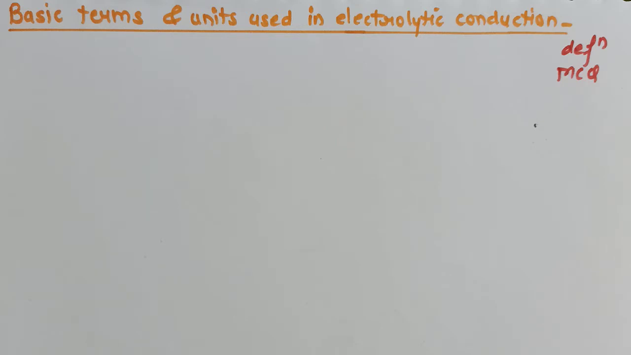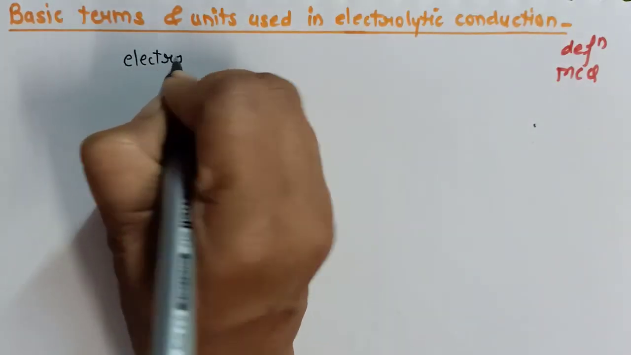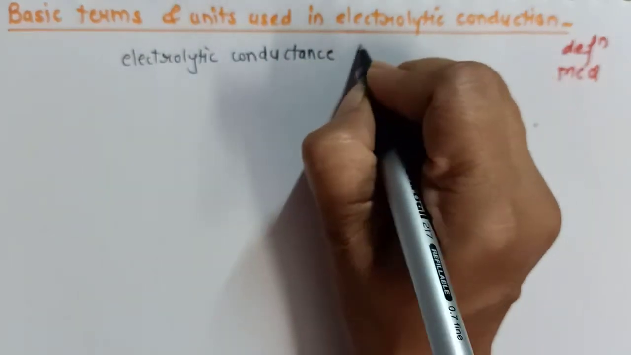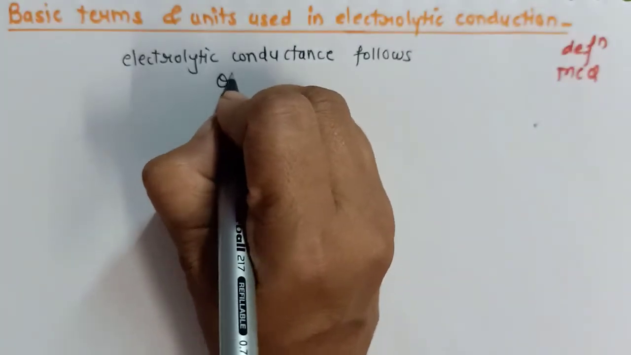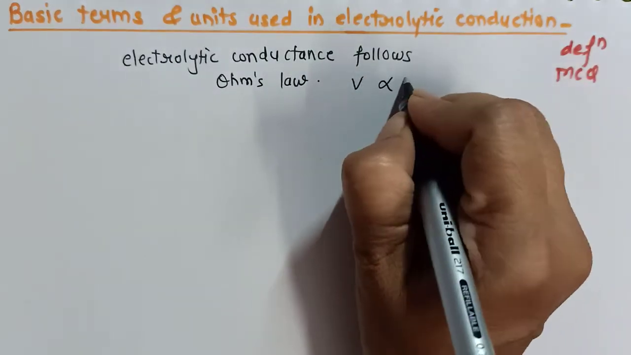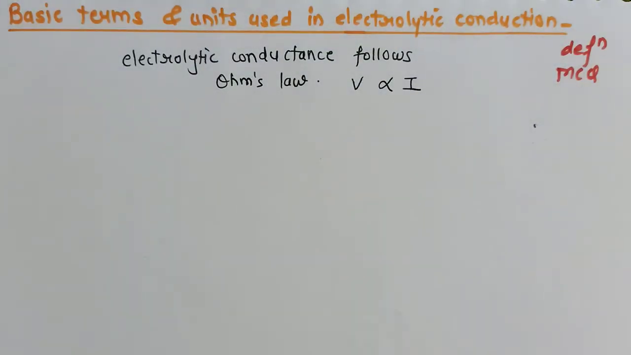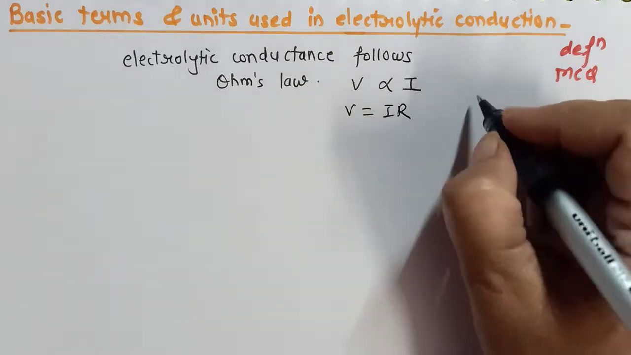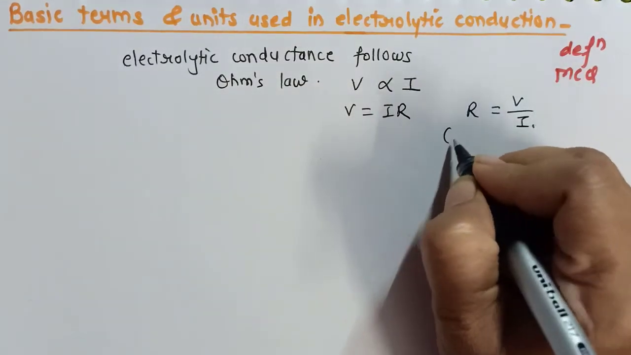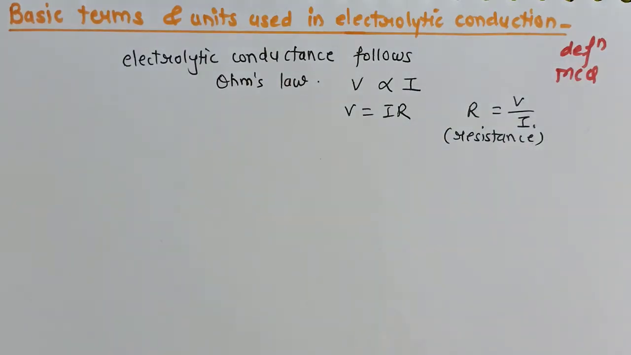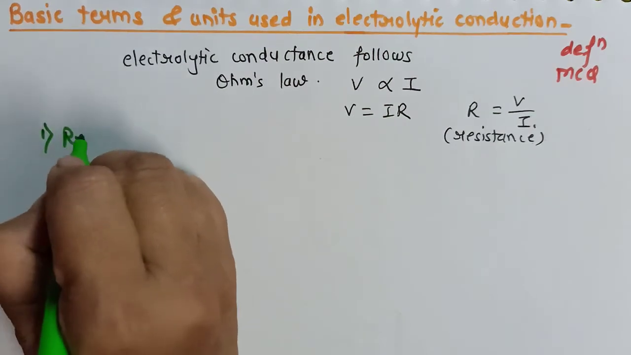Now we know that electrolytic conductance occurs due to movement of the ions, and electrolytic conductance follows Ohm's law. Ohm's law we have already studied in physics. What does Ohm's law say? The potential difference is directly proportional to the current. We introduce the proportionality constant. So V equals IR, where R stands for the resistance, or R equals V by I. So what is R? R is resistance. And therefore we are going to begin with the first term, that is the resistance.